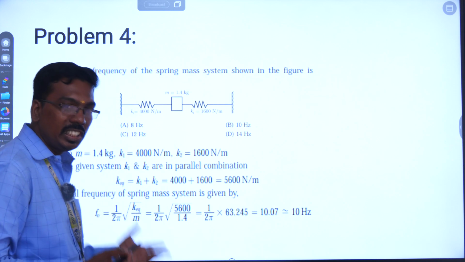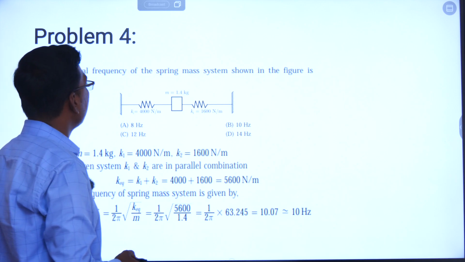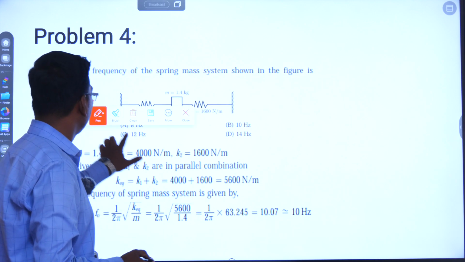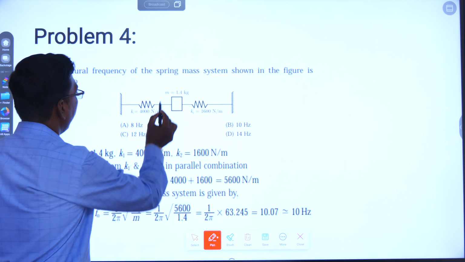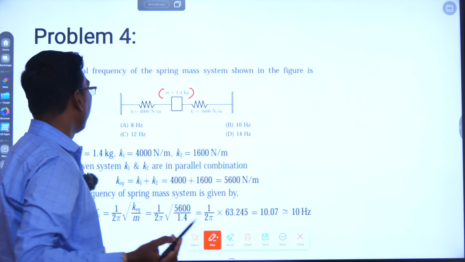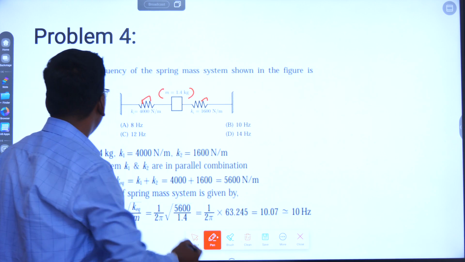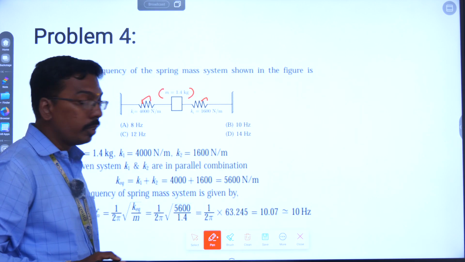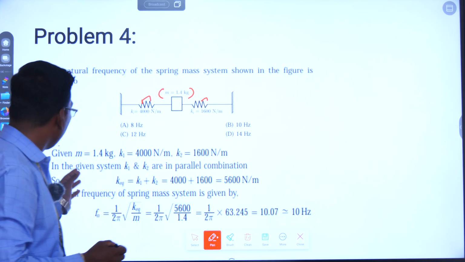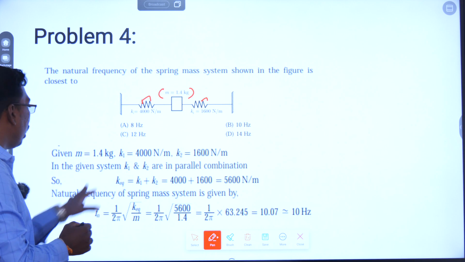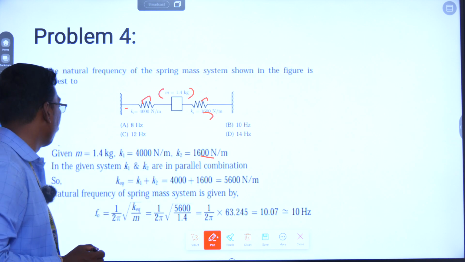This is the easiest problem. The natural frequency of the spring mass system shown in the figure is closest to. So m value is already given as 1.4 kg, k1, k2 are spring constants. Both of the springs have to be placed in series. Then A option is 8 Hertz, B option is 10 Hertz, C option is 12 Hertz, D option is 14 Hertz. Then m is equal to 1.4 kg, k1 is equal to 4000 Newton per meter, k2 is equal to 1600 Newton per meter. It has been given.